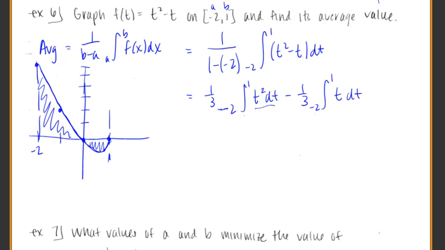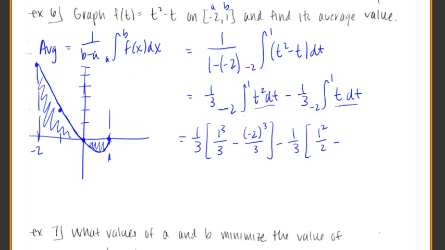We've got rules for that one. We've got 1/3. When I do the rules, it's the upper bound, so 1 cubed over 3 minus the lower bound, -2 cubed over 3, minus 1/3. And then for this one, we have the rule that says it's the upper bound squared over 2 minus the lower bound squared over 2.